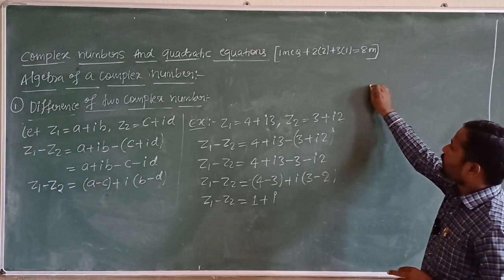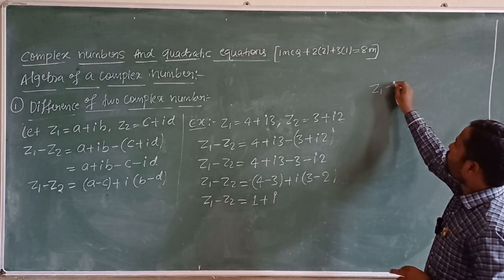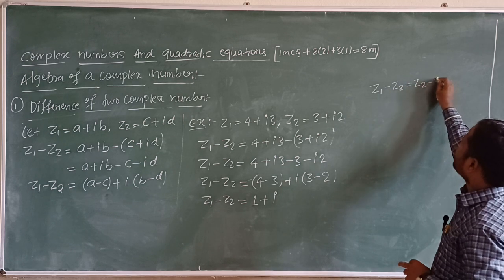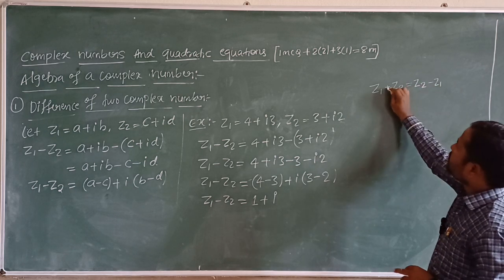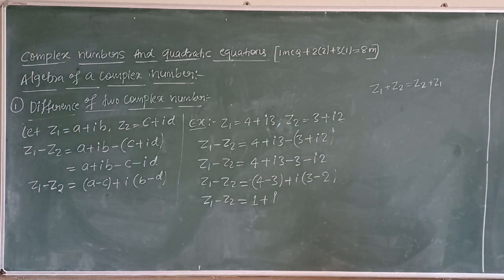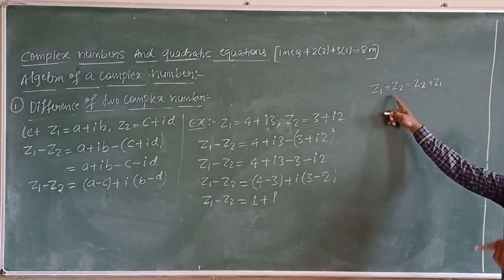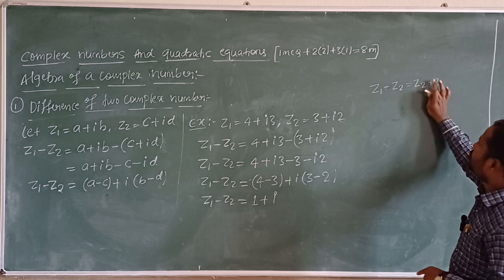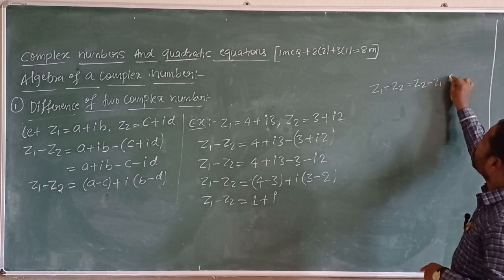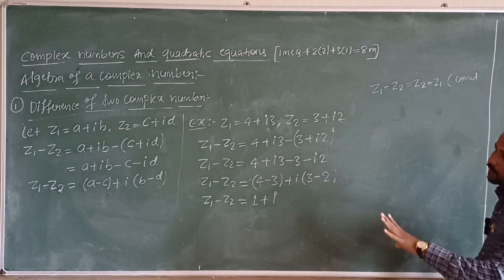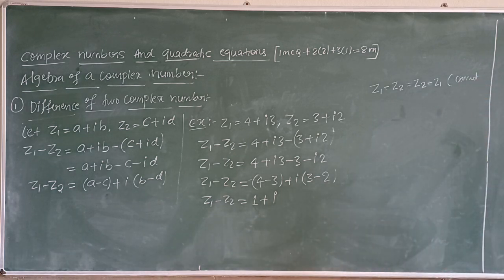Take z1 minus z2, and next z2 minus z1. If we write plus here, it is the commutative property under addition of two complex numbers, which is satisfied. Now what do I do? Let us take the difference, z1 minus z2 and z2 minus z1. Is the commutative property under subtraction verified or not? Now let us check if it gets verified.